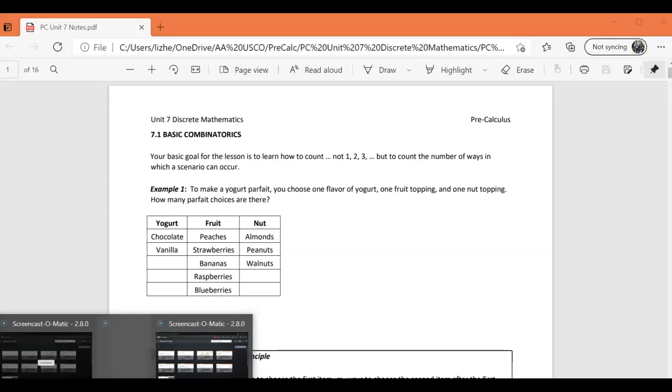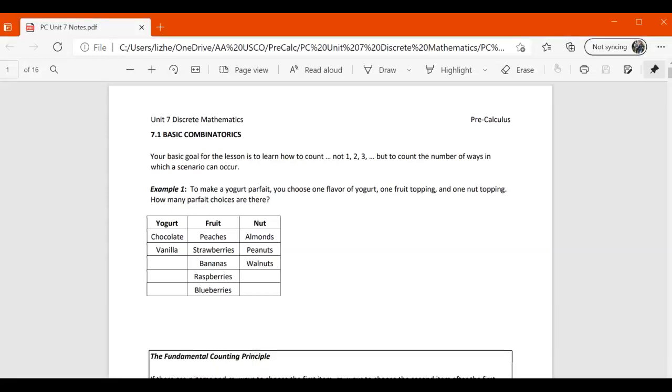Your basic goal for the lesson is to learn how to count. Not 1, 2, 3, but to count the number of ways in which a scenario can occur.